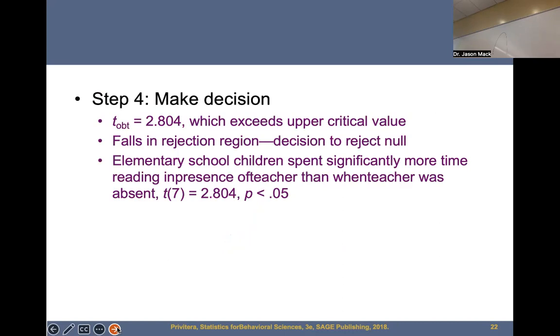So we make a decision. The t obtained value is 2.804, that exceeds the upper critical value. So that falls in the rejection region. So the decision is to reject the null hypothesis, which was, if you remember, no relationship. So elementary school children spend significantly more time reading in the presence of the teacher than when the teacher was absent. Because 2.804 is outside the rejection region. Does that make sense? Or mostly?